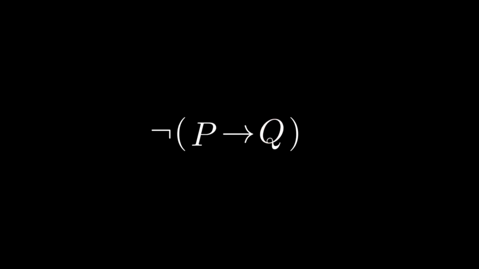Here's another formula. The first symbol is a negation, so that means that the negation is the main connective.